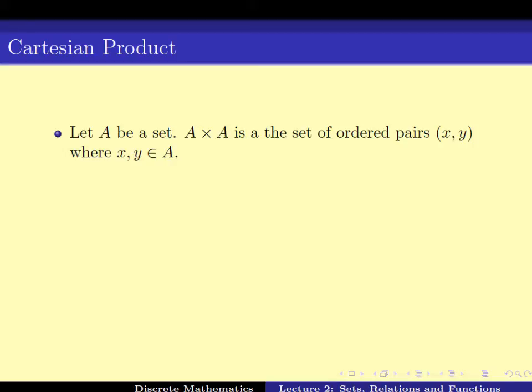And here I have given you the definition of A Cartesian A. You can also do the definition of A Cartesian product B, where it is the ordered pair x and y, where x is in the first set A, and y is in the second set B. So similarly, you can define the Cartesian product between any two sets A and B.